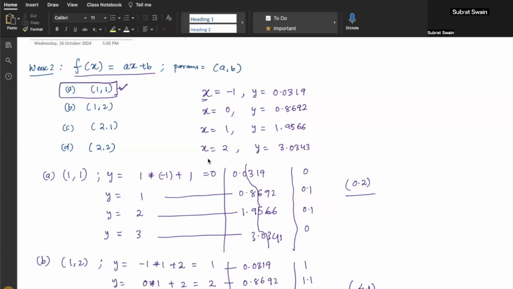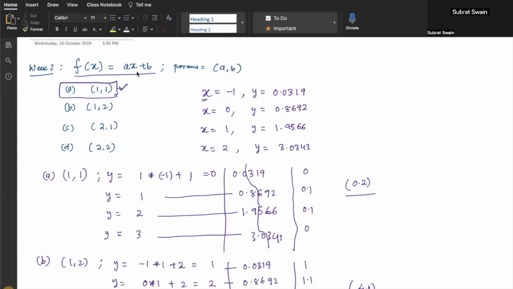As you can see, I have calculated the value of y for the given values of x for the set of parameters 1 and 1. In option A, the values come out to be 0.0319, 0.8692, 1.9566, 3.0343, and we have a set of y for it as well. So we have the set of y here, and we have the values that we have calculated here.